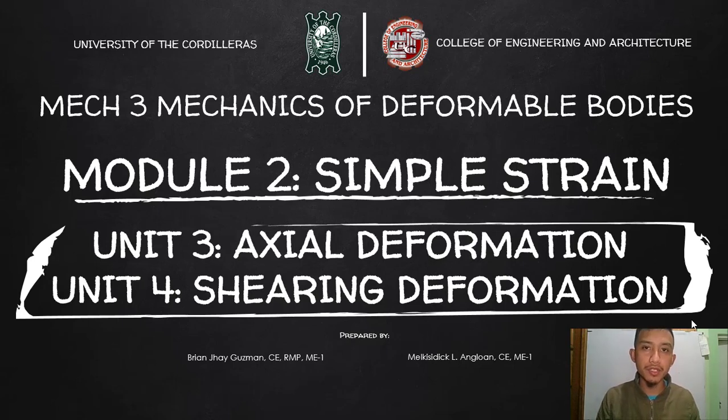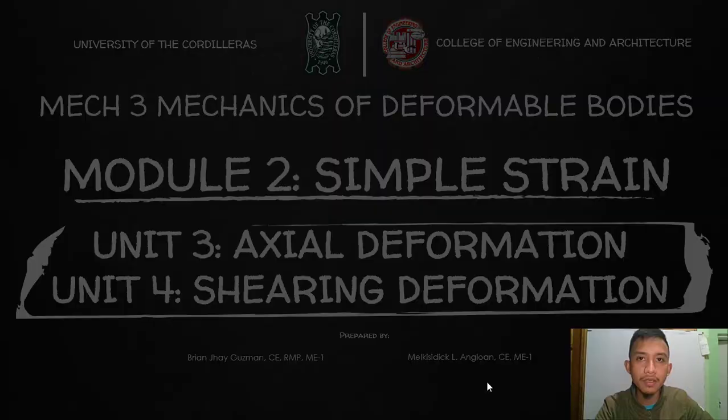Okay, so we will proceed with your Unit 3 and then Unit 4. We will combine these two units in a single discussion of your Module 2, simple strain still. In Unit 3, we will now be discussing axial deformation, and Unit 4 is shearing deformation. We will combine these two.